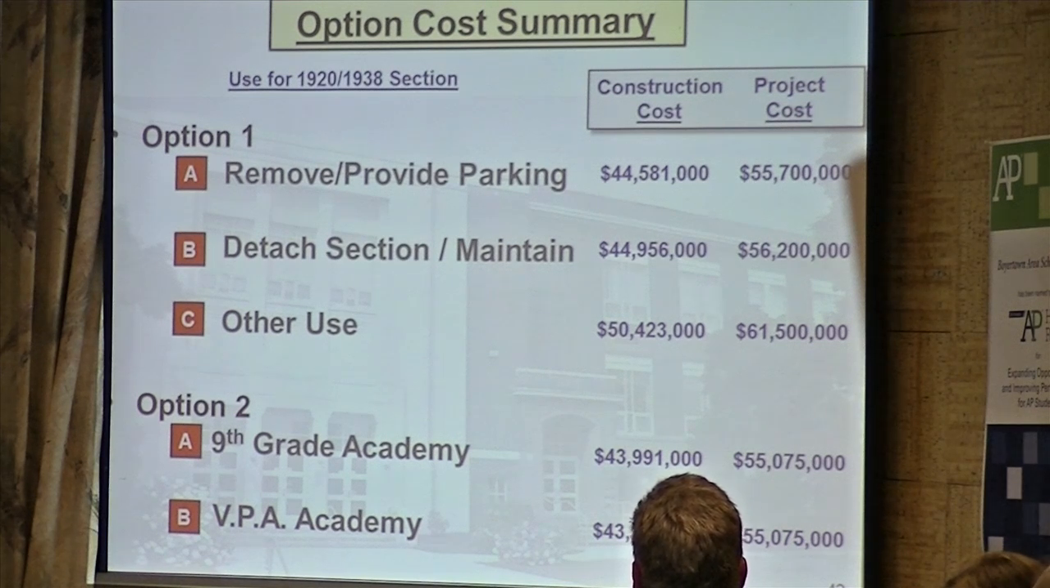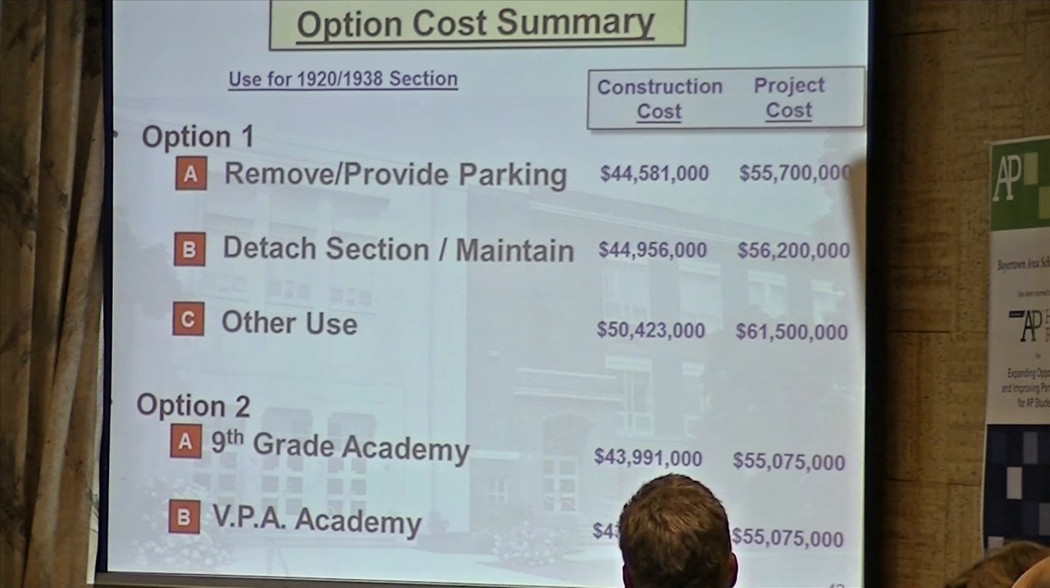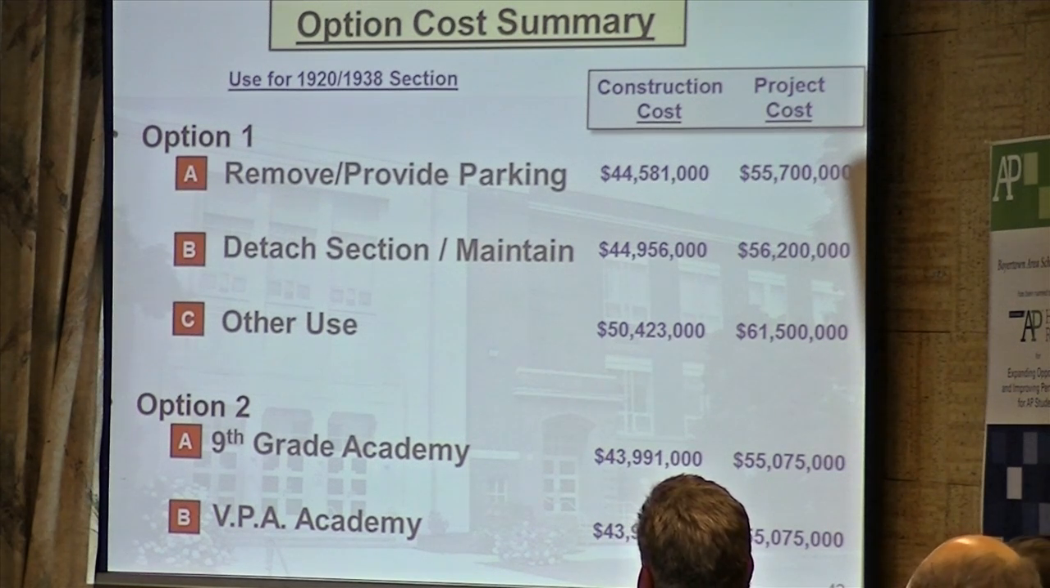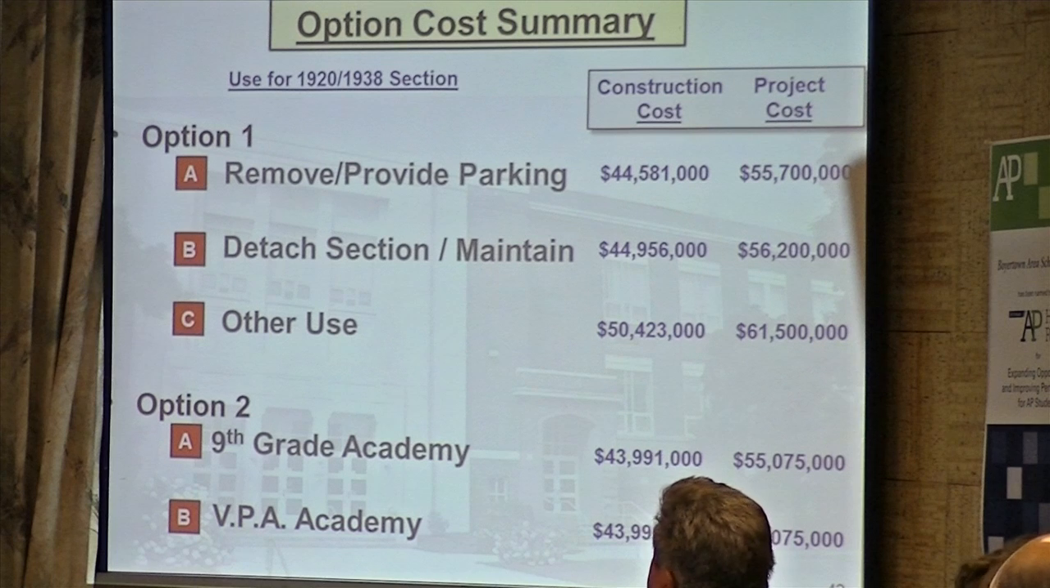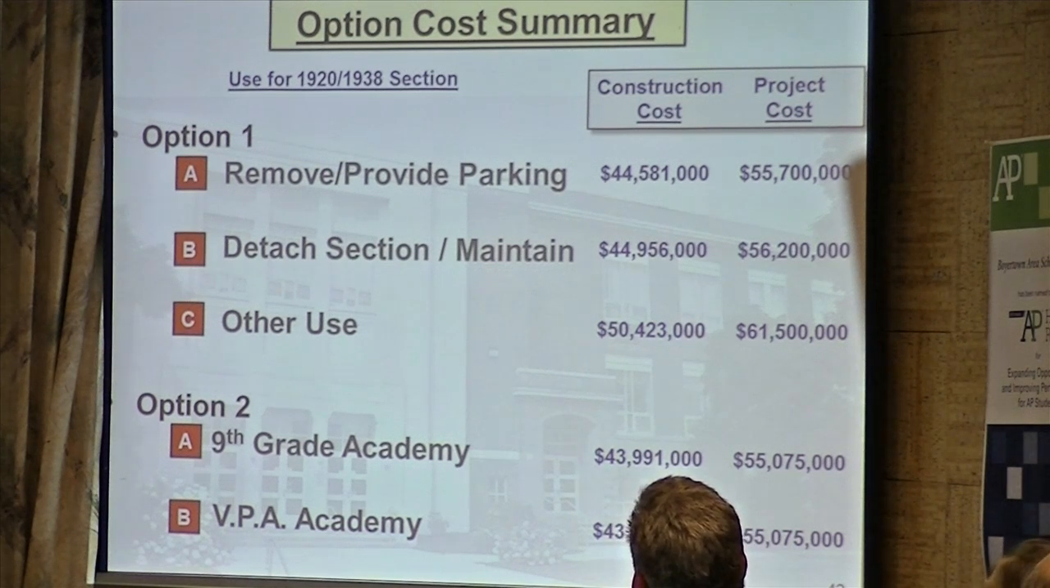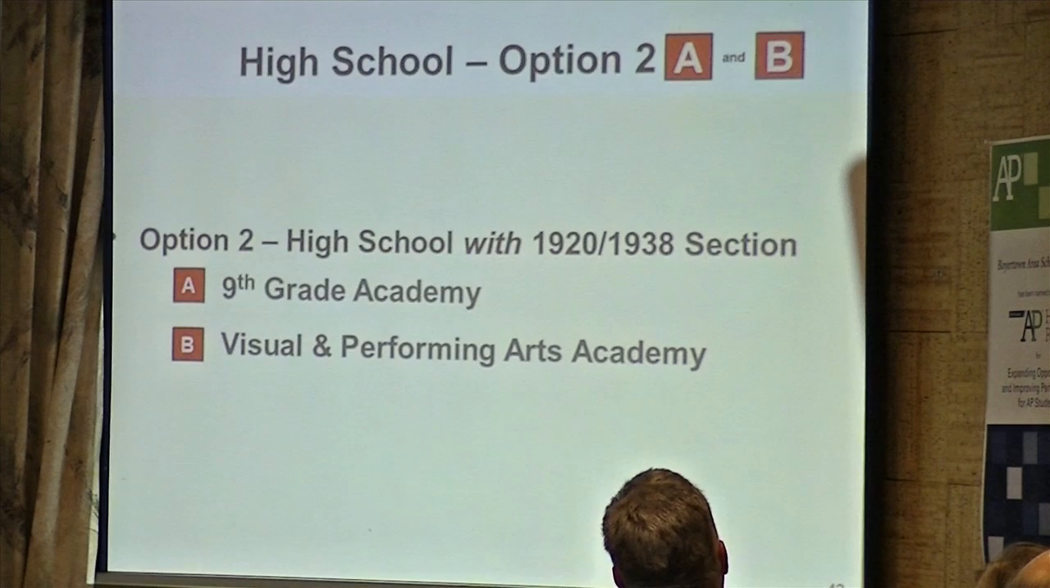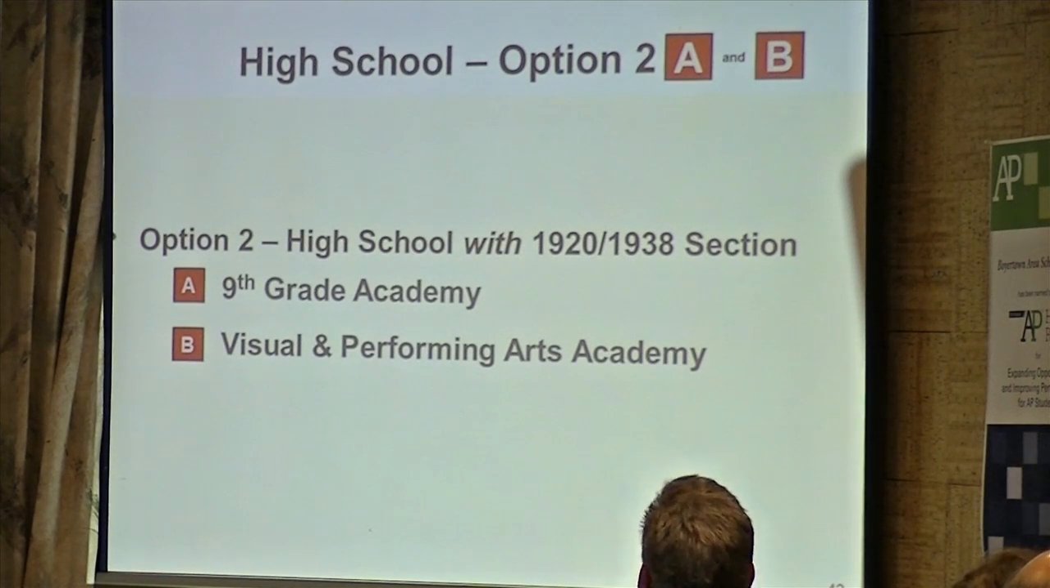So, back to the cost summary, just to go back to the sheet, just to pull back, and then the next thing we'll look at is option 2 under this scenario, which is to make this building part of the high school. And option 2A and 2B is the high school and utilize the 1920 and 1938 section. And we look at it two ways.